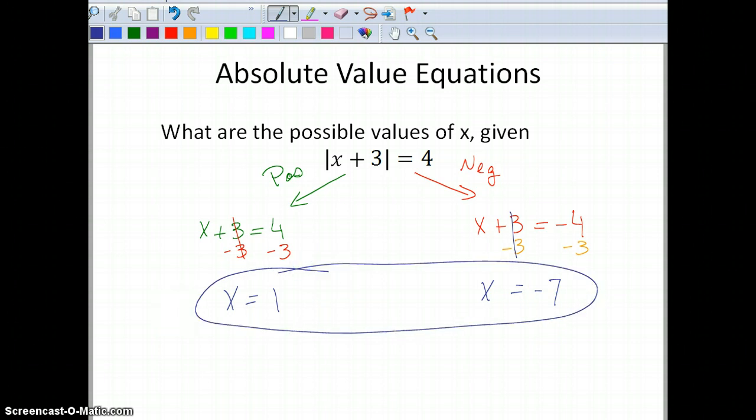I can also go through and check. So when I check, I have the absolute value of 1 plus 3, and I hope it equals 4. Well, 1 plus 3 is 4. The absolute value of 4 is 4. So 4 is equal to 4. That one checks out. Let's check the other one. The absolute value of negative 7 plus 3 is equal to 4. Well, negative 7 plus 3 is going to give me the absolute value of negative 4. The absolute value of negative 4 is positive 4. So this one checks out as well.